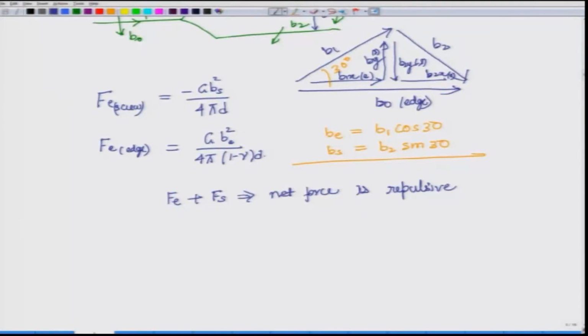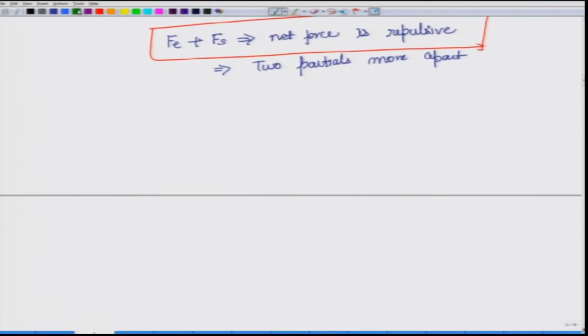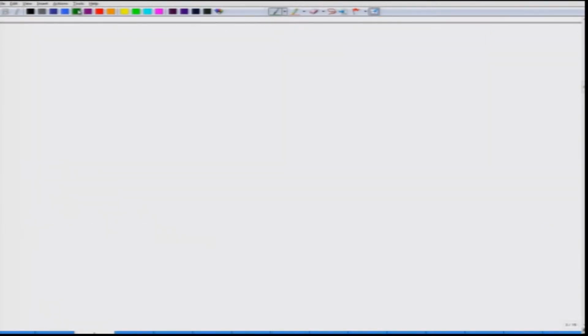This is important information that we have here, that Fe plus Fs, this net force, is repulsive, which implies that the two partials move apart. Now, it is the two partials which are moving apart, and if you look at it in terms of the extra half plane, what it would look like is something like this, which is not a very good scenario in terms of energy and a little difficult to draw at the same time.